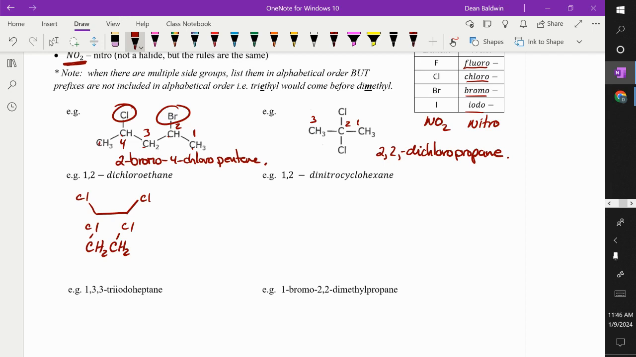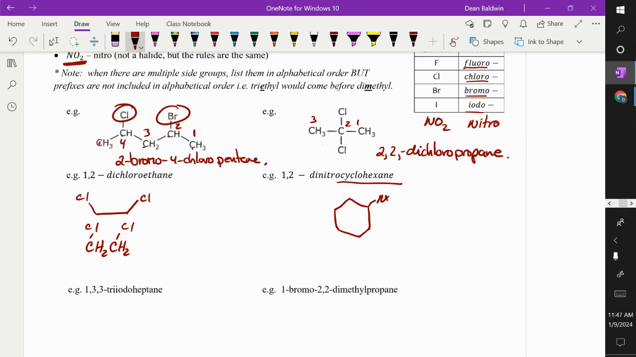The next one, 1,2-dinitrocyclohexane. Cyclohexane. How many carbons? 6, and they're all connected, right? So you get a hexagon, a cyclohexagon, or a hexagon, I guess. Not a cyclohexagon. 1,2-dinitro. Nitro is NO2. Okay. Put them on any carbon. It doesn't matter. They're going to be side by side.